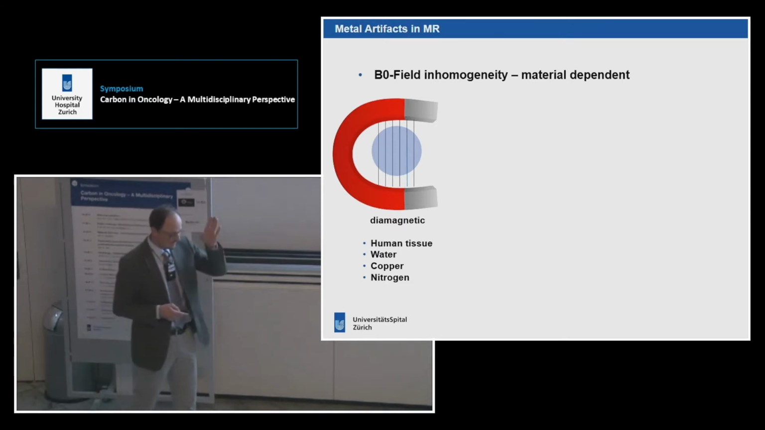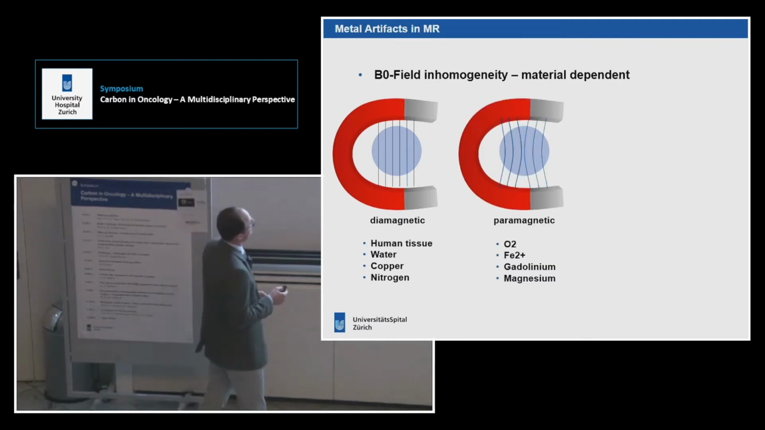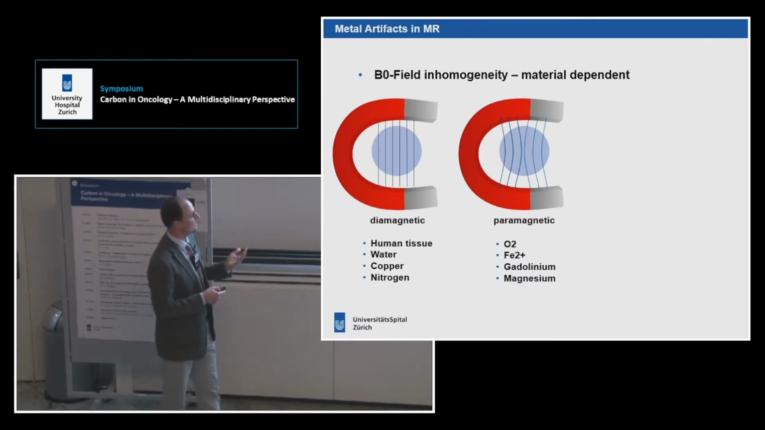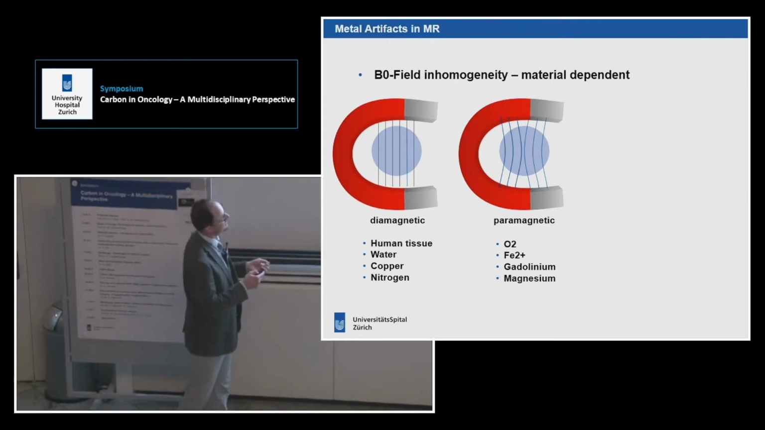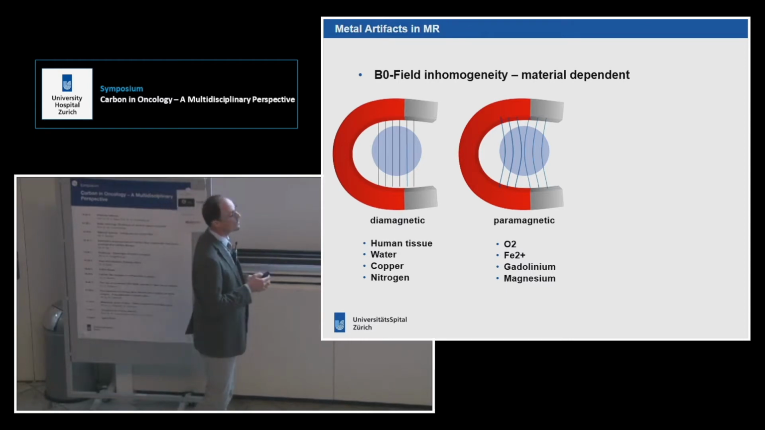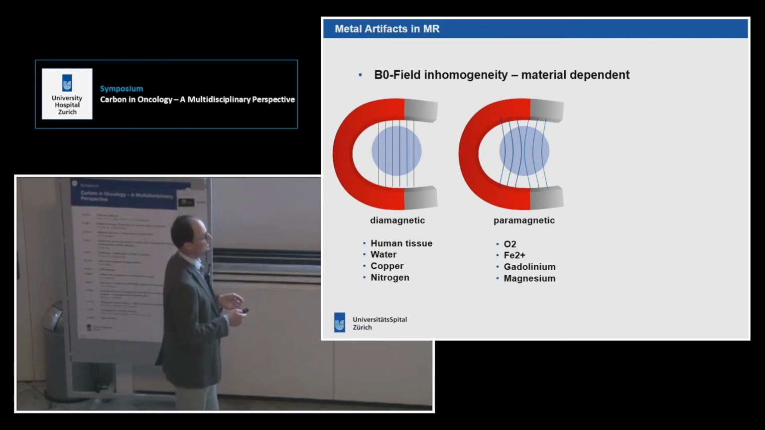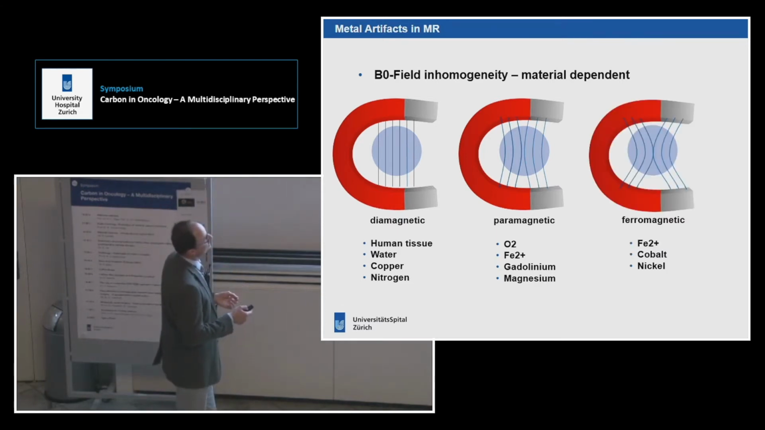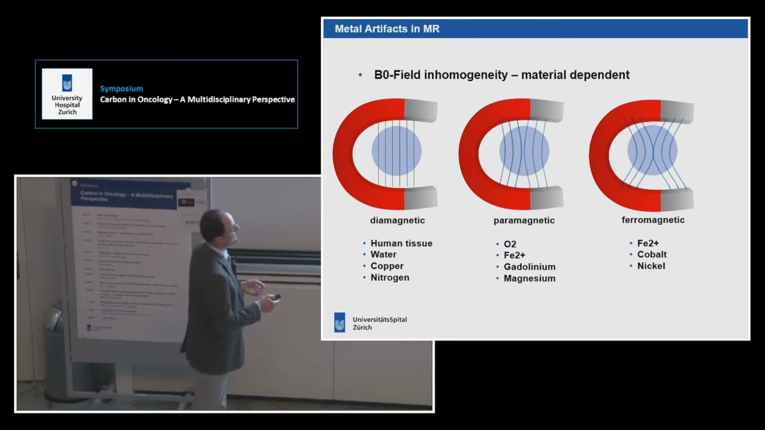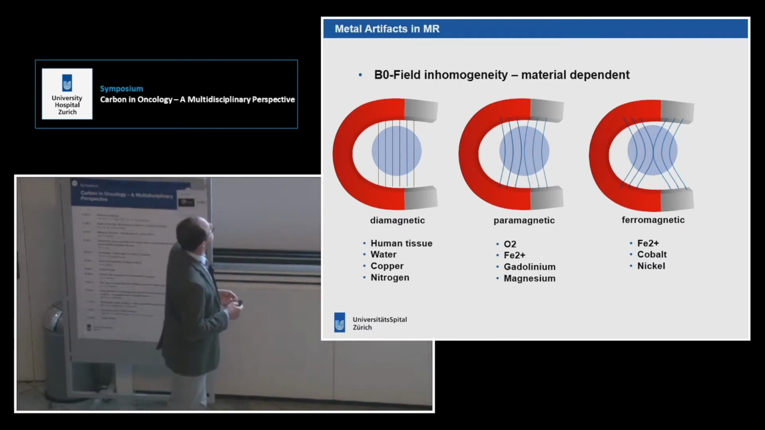We have a really nice alignment of the magnetic field. However, if we introduce paramagnetic substances such as iron, gadolinium or magnesium in that magnetic field, we get a distortion of those lines. And by distorting those lines, we also lose the information on the location of the signal that we look at. If we look at ferromagnetic substances, again iron or cobalt and even nickel, we get an even stronger distortion of those lines, and this is why we end up with quite severe artifacts.